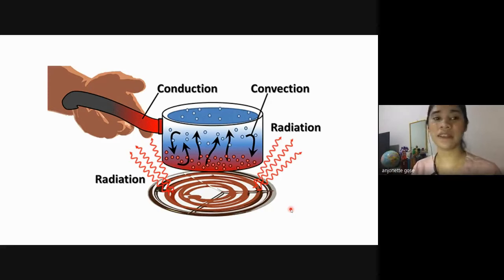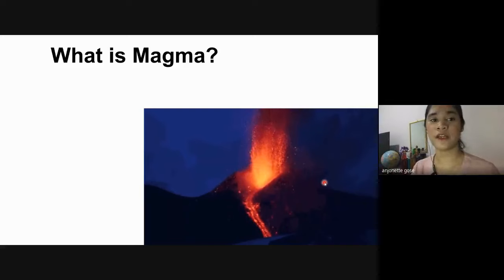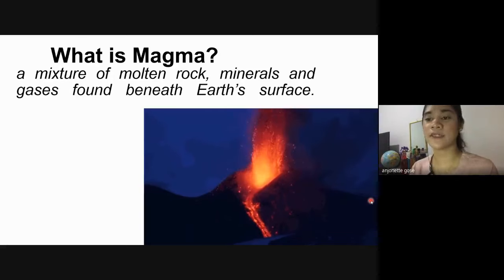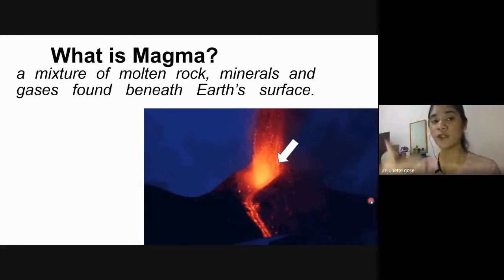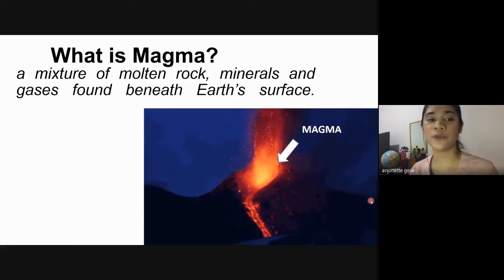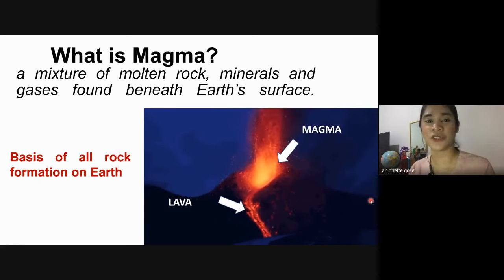Anyway, what you need to understand here is the process of convection current, because convection current has something to do with the formation of magma. I hope we are all familiar with what magma is and how it is different from lava. Magma is a mixture of molten rock, minerals, and gases found beneath the earth's surface. When it is still inside the volcano, that is magma. But when the molten material is already outside the volcano or in the earth's crust, that is lava. Both magma and lava are the basis of all rock formation on earth.